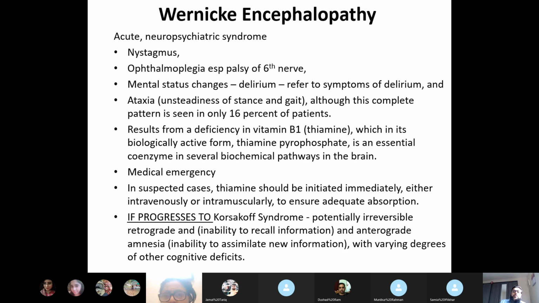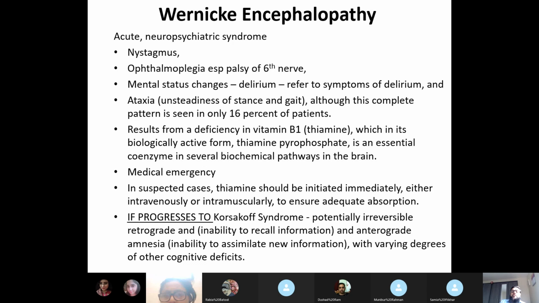Wernicke's encephalopathy is an acute neuropsychiatric syndrome, meaning it is neurological as well as psychiatric. The neurological signs will be, first of all, when the patient has gone into confusion, nystagmus. Then it will be ophthalmoplegia, especially the abducens nerve, sixth nerve ophthalmoplegia. It could be total, but usually it is the abducens nerve which is most involved. So these are two neurological signs.